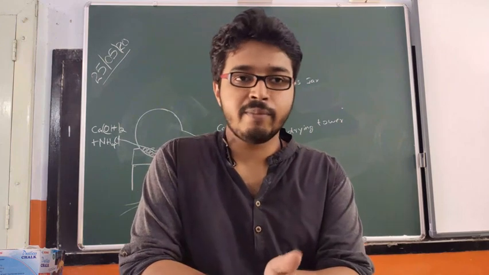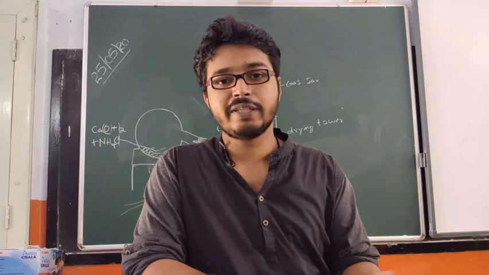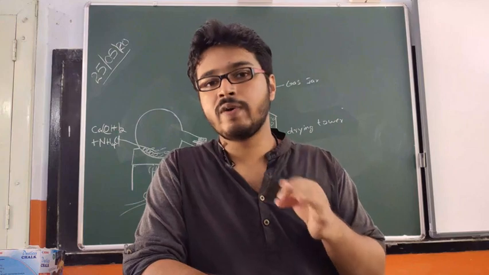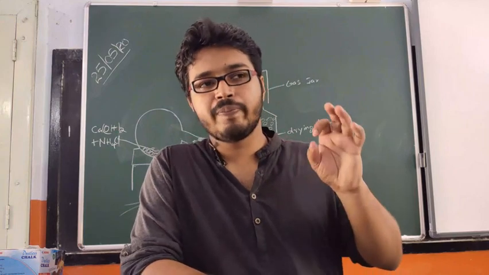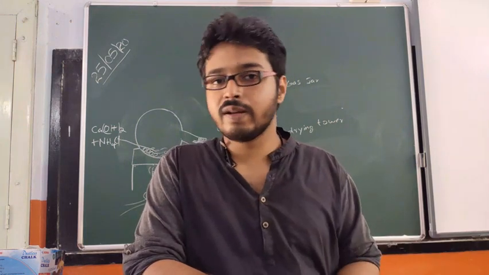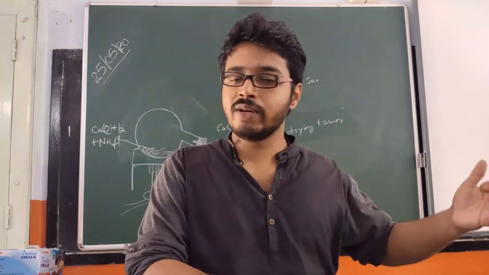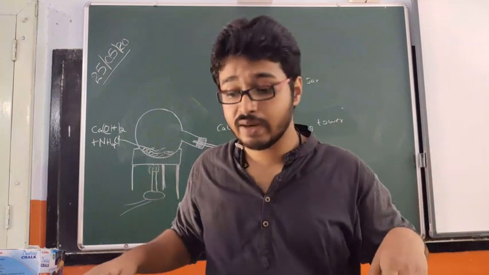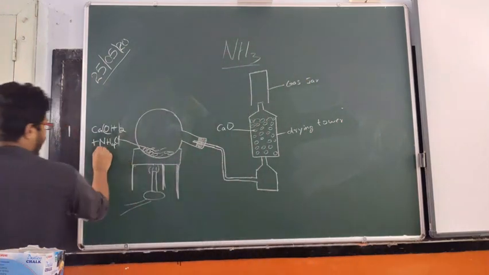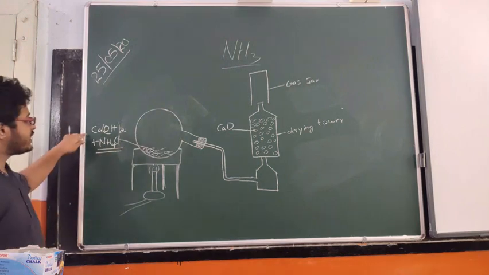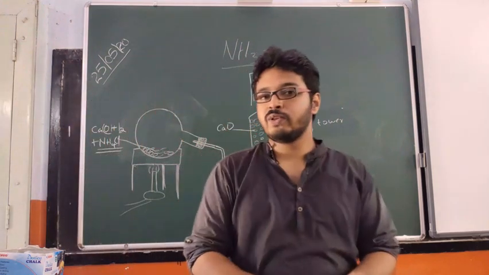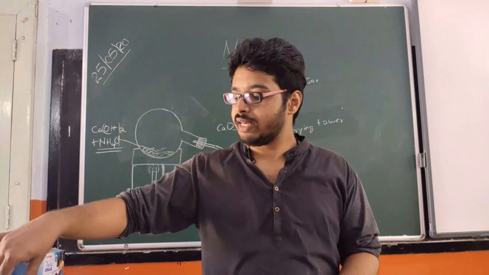There are many other ammonium salts, and you can use any of them, but the cheapest one is ammonium chloride. So ammonium chloride is generally preferred over other ammonium salts. It has a little bit of demerit also, but still ammonium chloride is preferred over the others. So one of the reactants is ammonium chloride, and as you can see, the alkali used is calcium hydroxide.